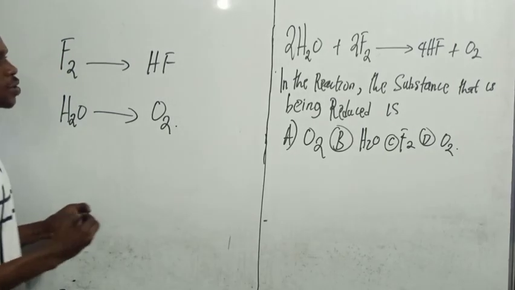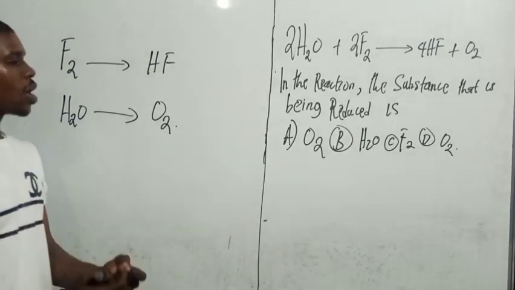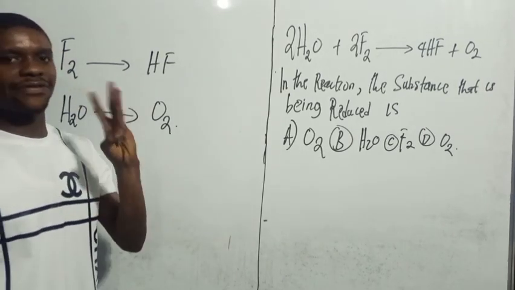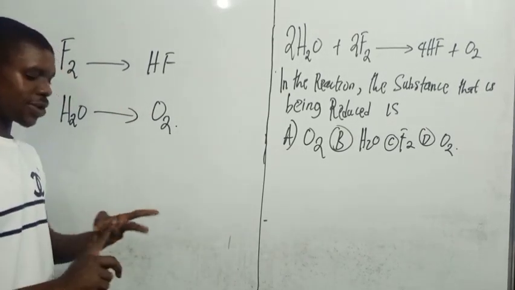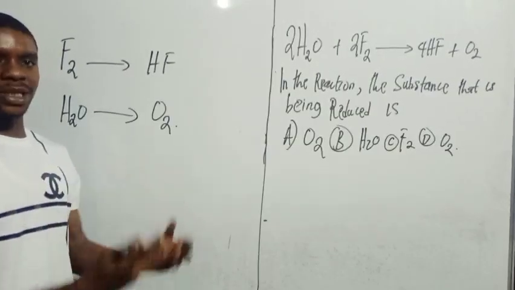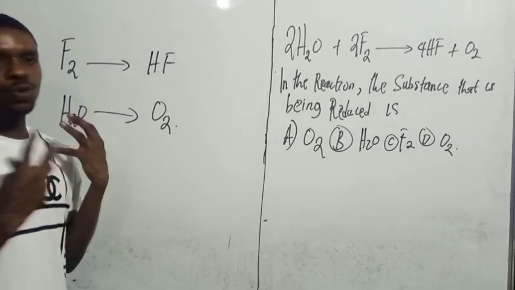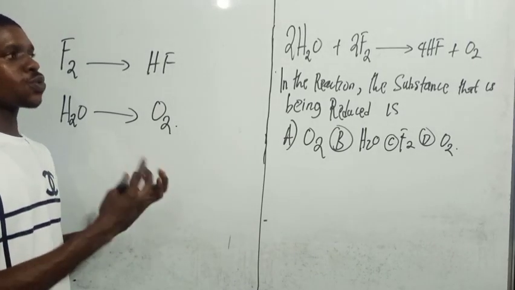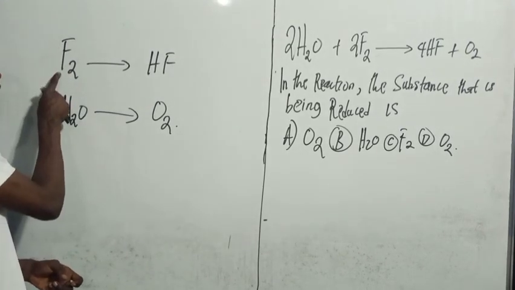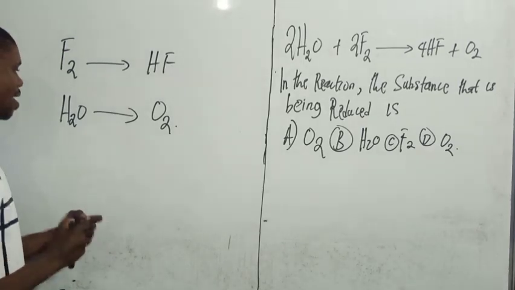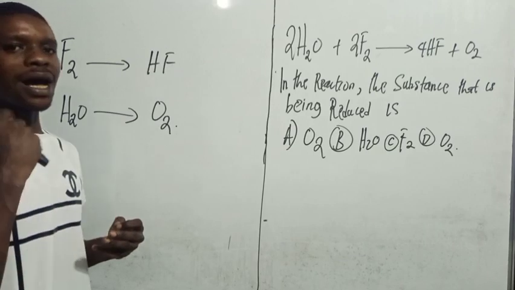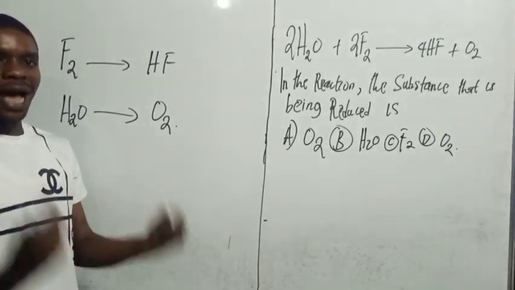Now, what are we defining in terms of? Hydrogen. Remember, I gave you three definitions: in terms of oxygen, in terms of hydrogen, and in terms of increase or decrease in oxidation number. You will figure out which one is easier for you. It's obvious here that fluorine moves to hydrogen, and water moves to oxygen. So you can define it in terms of hydrogen.